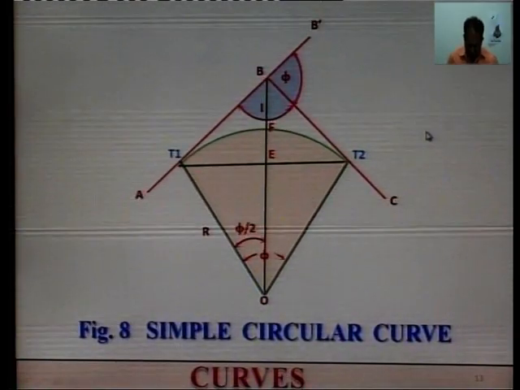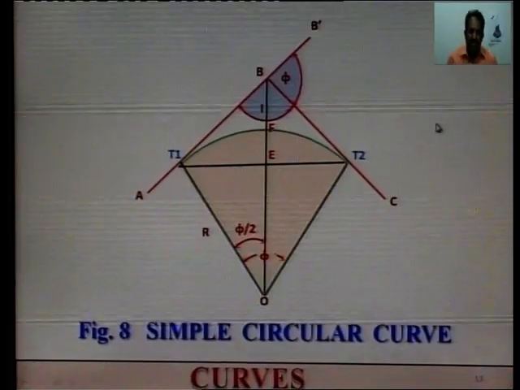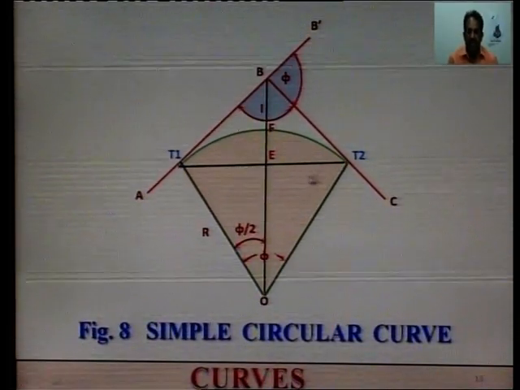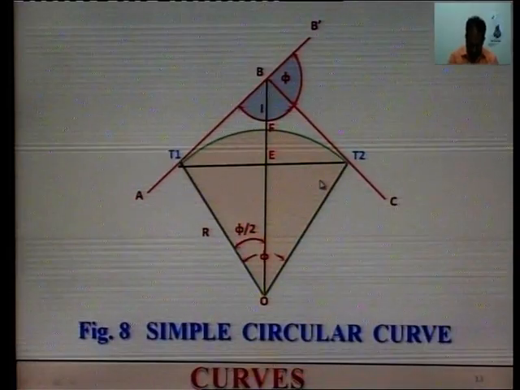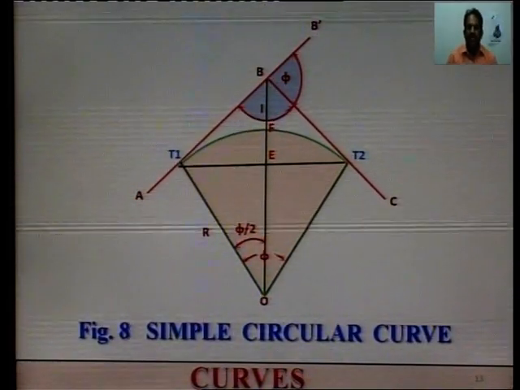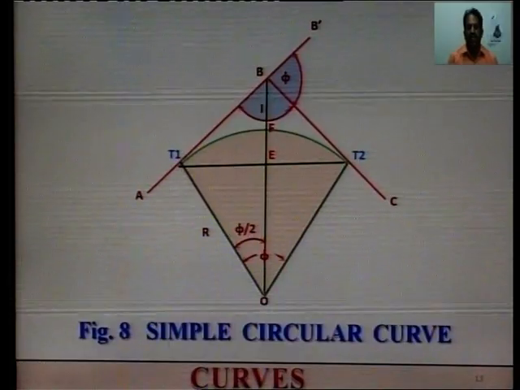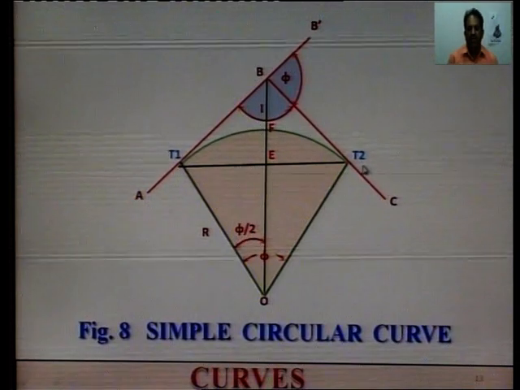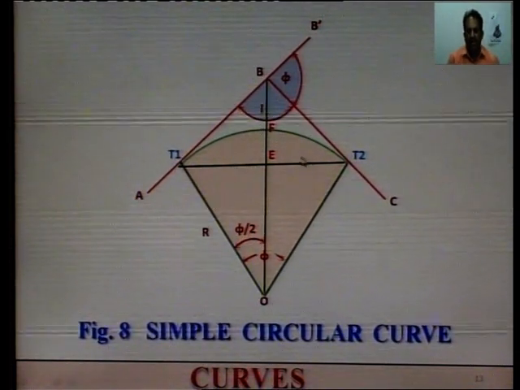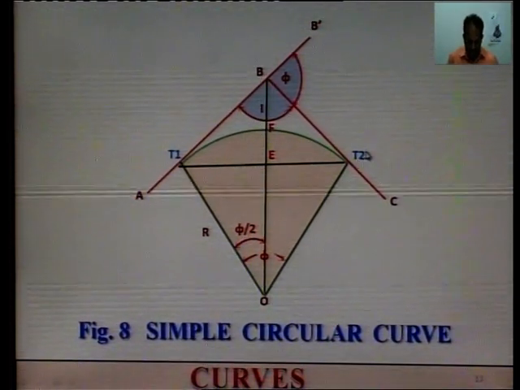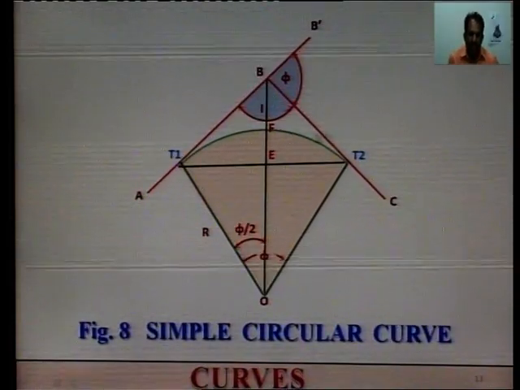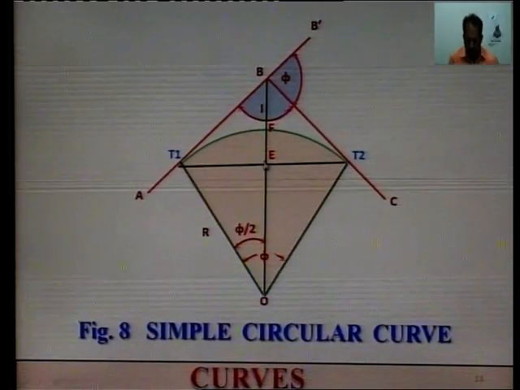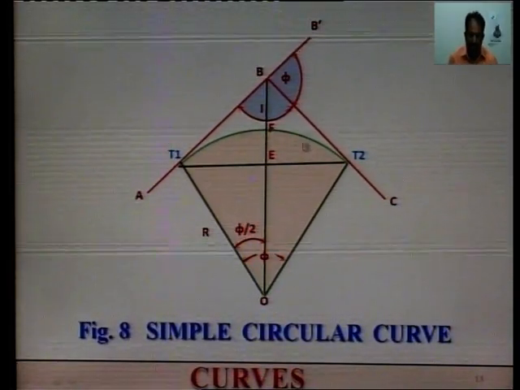The line joining the two tangent points, the line which joins point T1 to T2, is called the long chord. The distance between tangent points T1 and T2 is called the long chord. This black line on your screen shows the long chord. The arc T1 F T2, the curved path, is called the length of curve.